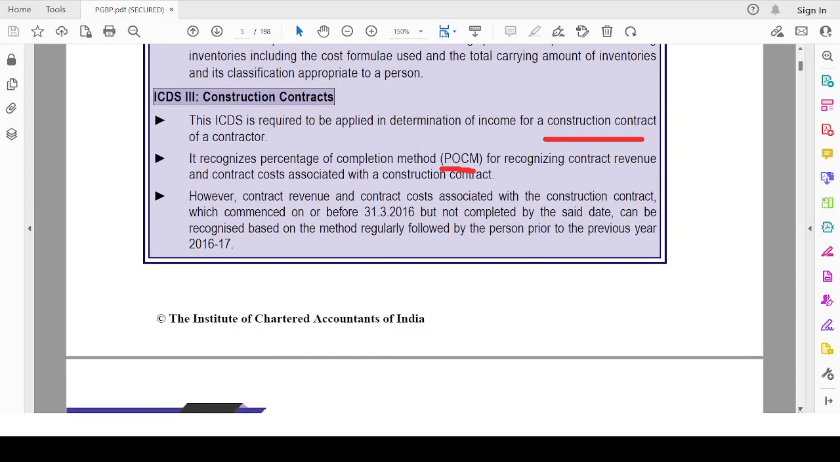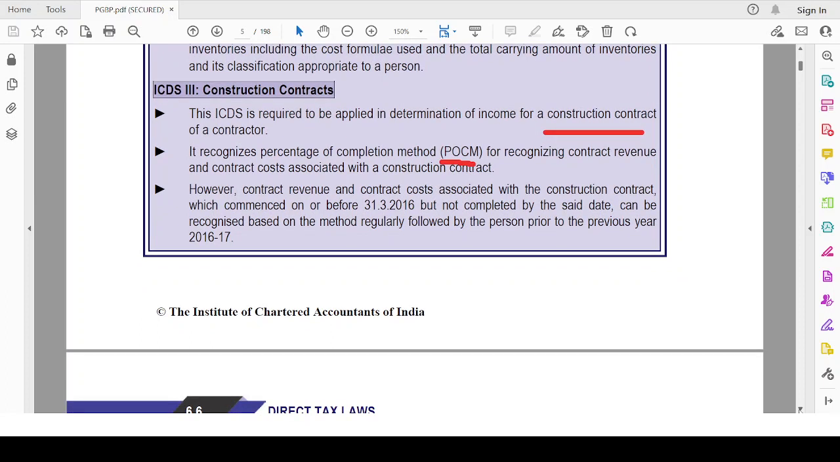Now, moving on to ICDS number 3, which is nothing but construction contracts. It is to be applied only when you have income from a construction contract. Generally it will not be applicable; real estate or other construction contract assessees would be applying this particular ICDS. Which method is this? It suggests the percentage of completion method. We find out the percentage of completion and then apply the same percentage to total revenue and total cost, and that will be recognized as contract revenue and contract cost.